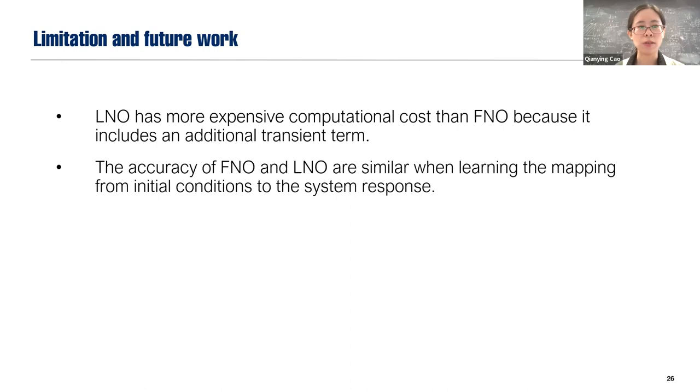However, the LNO has more expensive computational cost than FNO because it includes an actual transient term. We will try to optimize the code and try to reduce the computational cost. Another problem is LNO demonstrates superior accuracy than FNO for the mapping from source term to the system response. But the accuracy of FNO and LNO are similar when learning the mapping from initial conditions to the system response. How to improve the capability of the LNO in this problem will be one of the future work.